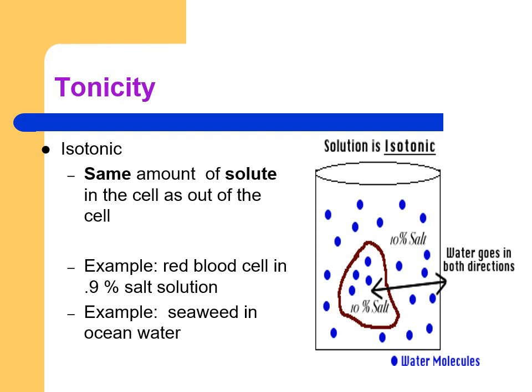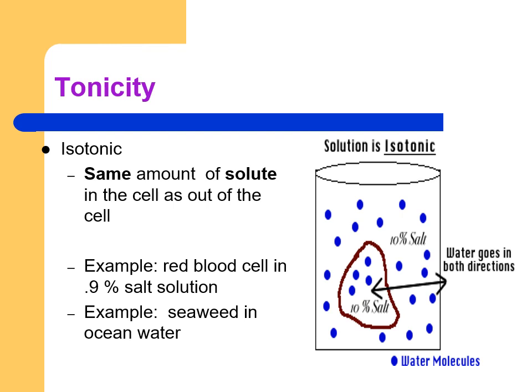So if it's the same, these molecules are going to move in and out equally, and there's going to be no change in your cell at all. It's going to stay the same. So a good example of this is your red blood cells in salt solution. When you go to the hospital and you need fluids, they don't give you plain water. They give you saline solution. Saline solution is 0.9% salt, and that's because your body has 0.9% solutes in it. By both of them being 0.9%, it makes it isotonic to your blood cells, and everything stays the same. The fluid goes in your body without doing any damage, which is what you want.